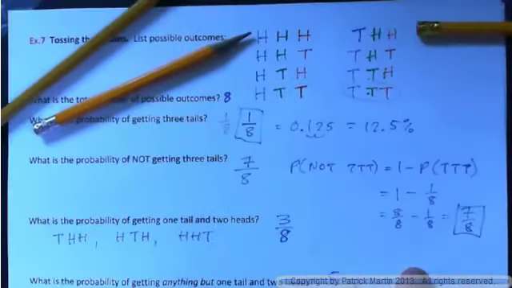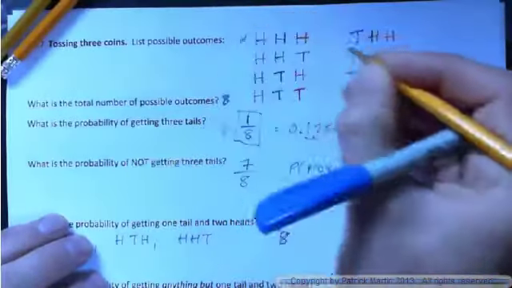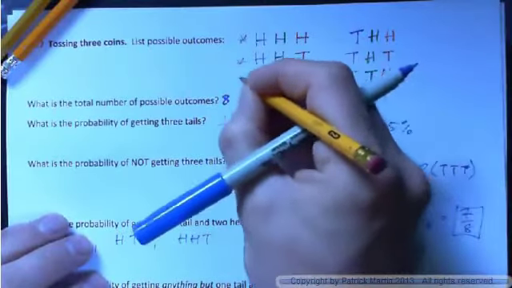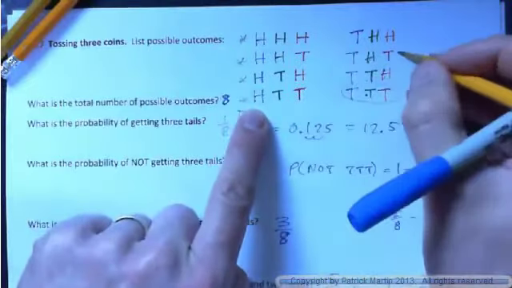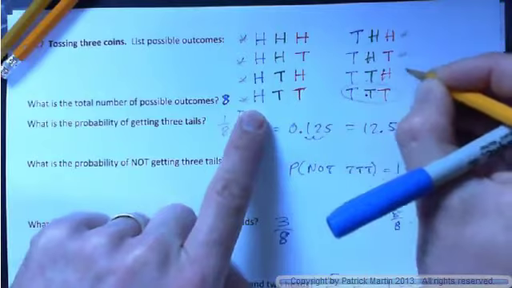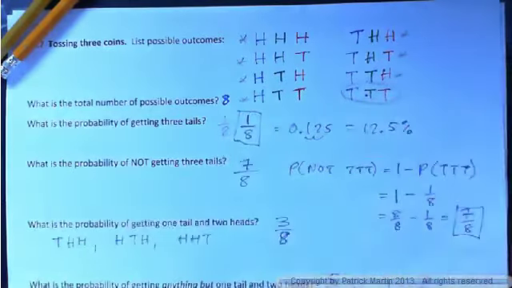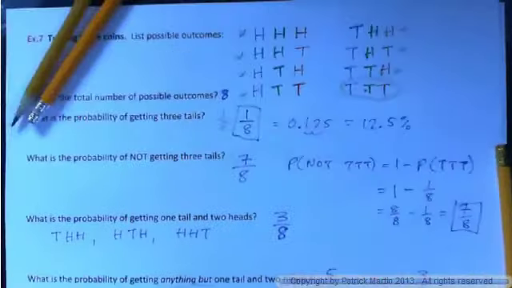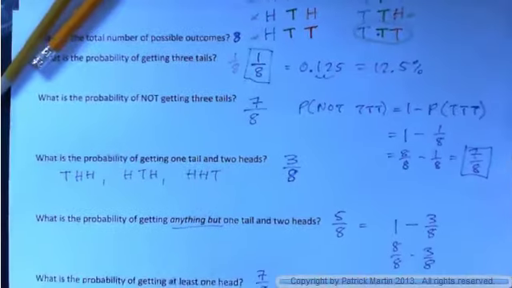So at least 1 head. We're talking about this guy's good, he's good, he's good, he's good. These all have at least 1 head in them, right? This guy has at least 1 head, so does this guy, so does this guy. This guy has 3 tails, not him. So it's actually 1, 2, 3, 4, 5, 6, 7 favorable outcomes out of 8.